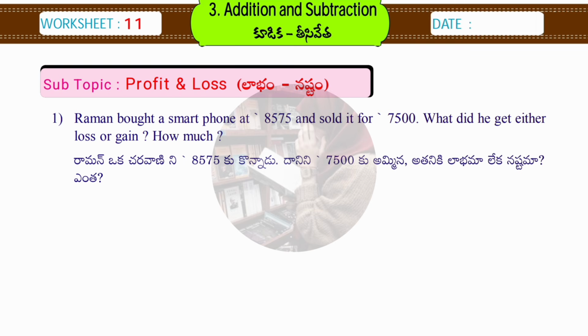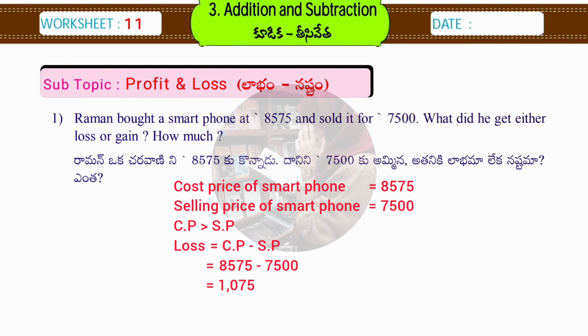Let's see the questions. So first question is, Raman bought a smartphone at 8,575 and sold it for 7,500. What did he get, either loss or gain? How much? Okay, here a man whose name is Raman bought a smartphone at 8,575, but he sold it at 7,500. Did he get a profit or loss? That one we have to explain, and how much profit or loss he got, that one we have to show. Let's see the answer.